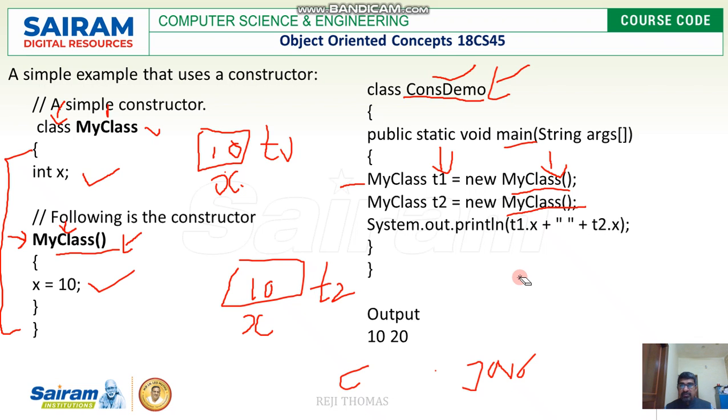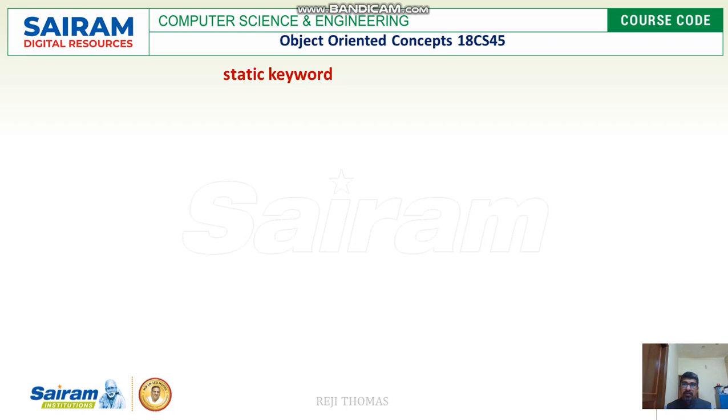So I've successfully created a constructor, and the basic use, need or purpose of the constructor is to assign values to the objects. So I've successfully assigned values for my objects. What are my objects? t1 and t2, and both t1 and t2 have data members initialized with 10, both the variables, right? So this is about the constructors.